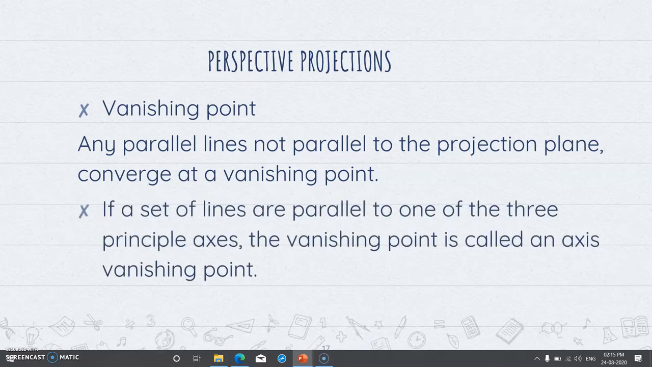So if a set of lines are parallel to one of the three principal axes, the vanishing point is called an axis vanishing point. So we'll be having at most 3 such points, corresponding to the number of axes cut by the projection plane. We have X, Y, Z planes, right?